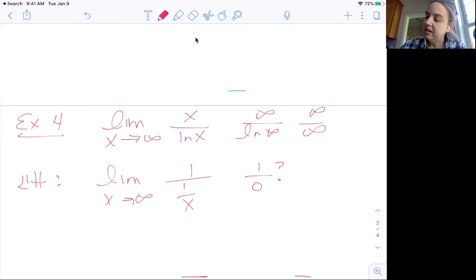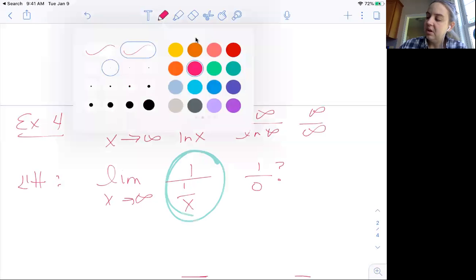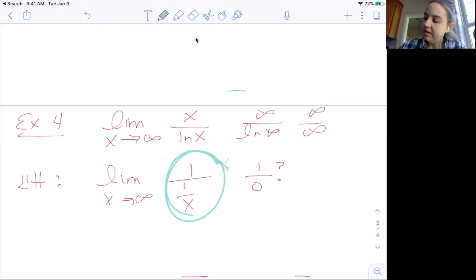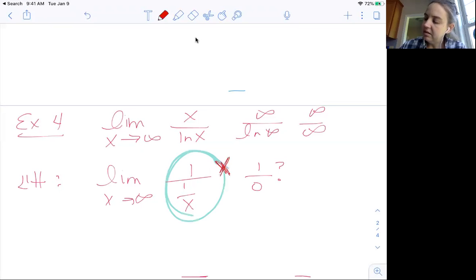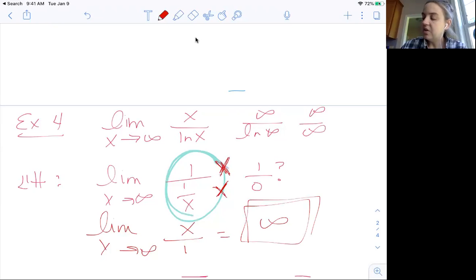But come back here to this point, and be a good algebra student. We're going to multiply the numerator and the denominator by x. So if I multiply by x over x, we have the limit as x approaches infinity, the numerator will be x and the denominator will be 1. Or instead of dividing by the fraction, you can multiply by the reciprocal. That's the same thing. Now if I replace x with infinity, I have infinity. And that is the correct answer.